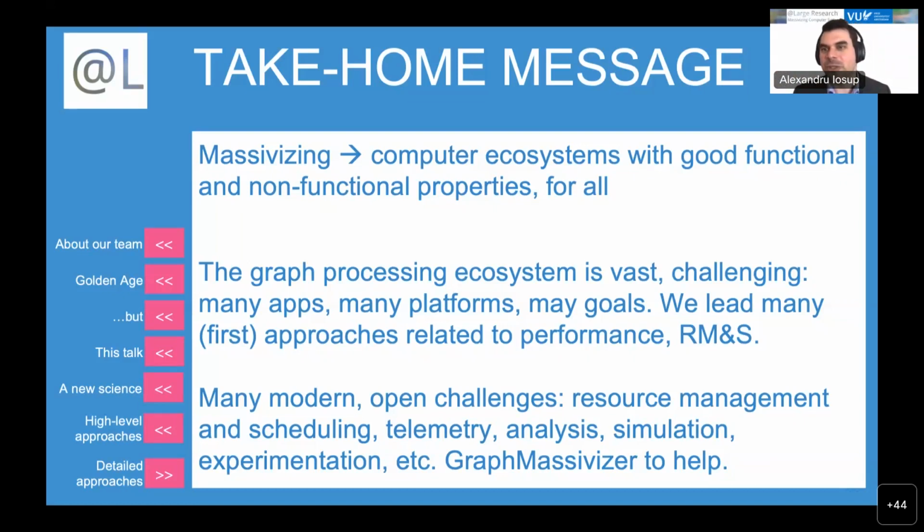There are many open challenges. So if you're interested in this, let me know. And know that there is this Graph Massivizer project where we're also hiring, with which we're trying to make serverless graph processing the reality.